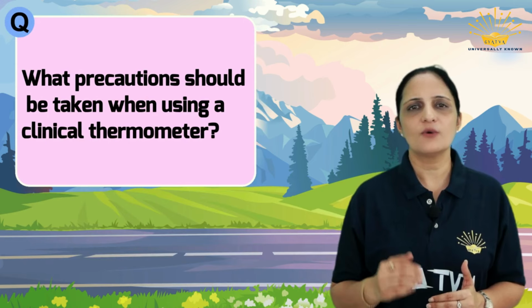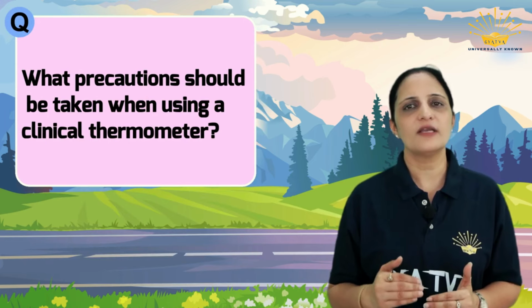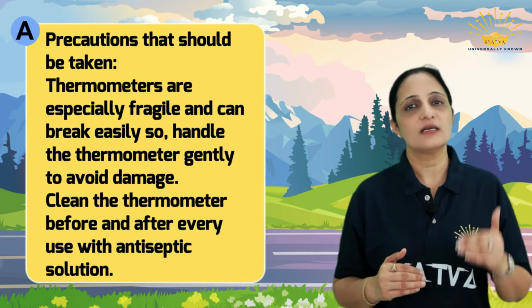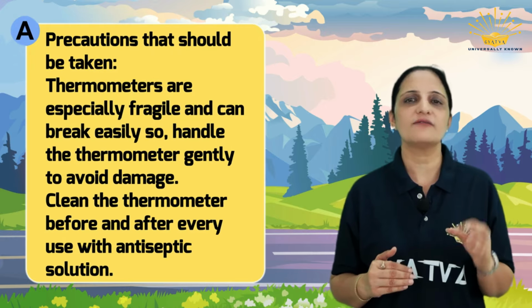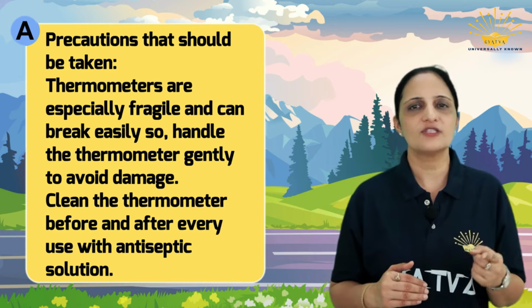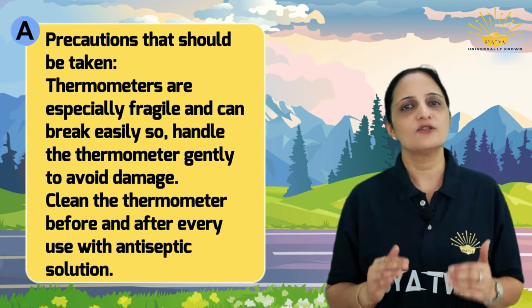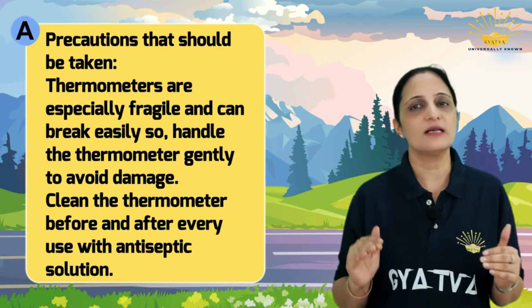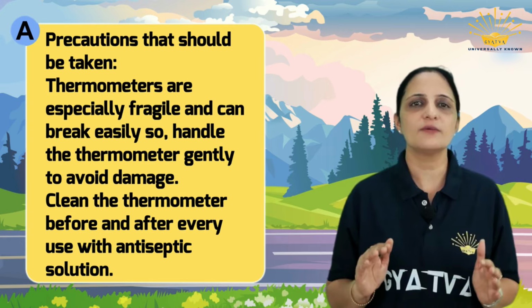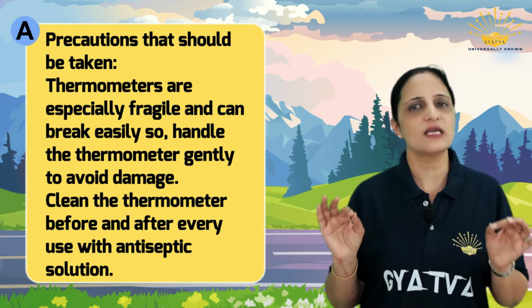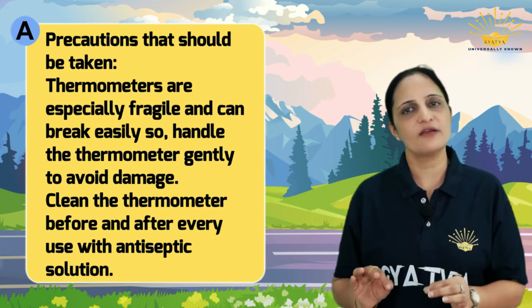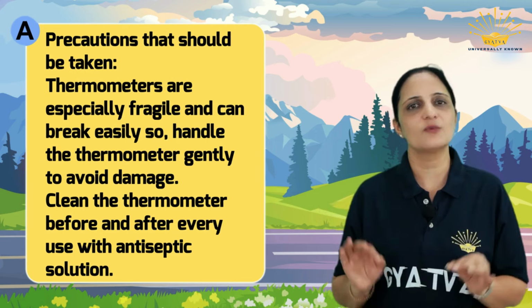Question number 14. What precautions should be taken when using a clinical thermometer? So what are the precautions? First, thermometers are especially fragile. Fragile means they are very delicate and can break very easily. So they are fragile and they can break easily. Therefore you should handle thermometers very gently. Second, before and after use, the thermometer should be cleaned with an antiseptic solution. So clean the thermometer before and after every use with an antiseptic solution.